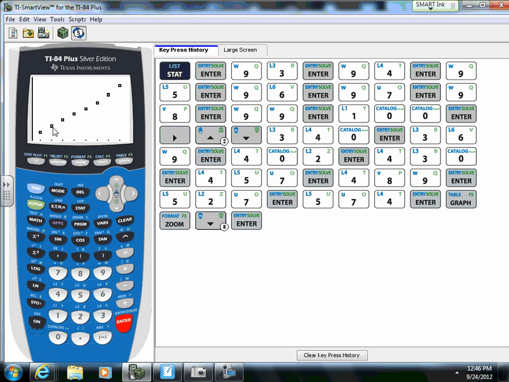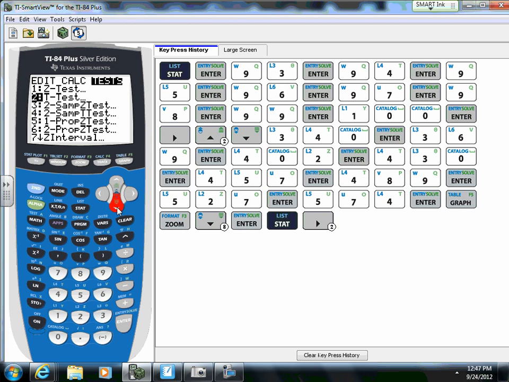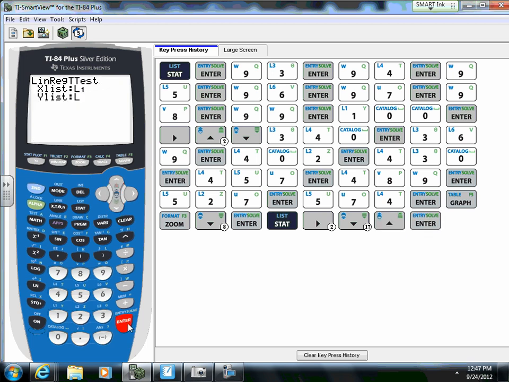Okay, but what's the equation of the line that is the line of best fit, and what's the correlation coefficient? So I'm going to go back to stat, and I'm going to ask it to do a statistical test. And the statistical test I'm going to ask it to do is a linear regression t-test. Now, you don't really need to know what that is at this stage. You just need to know that it gives you the information that you need. So where is my linear regression t-test? There it is. It's on F. Okay, so linear regression t-test.